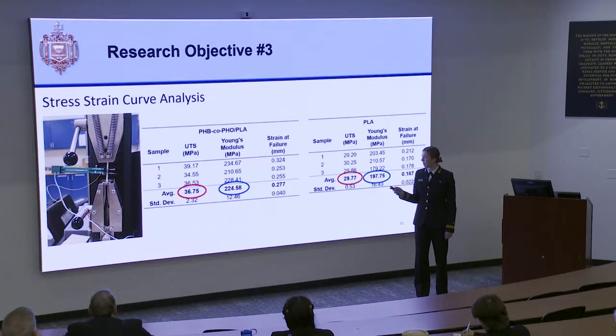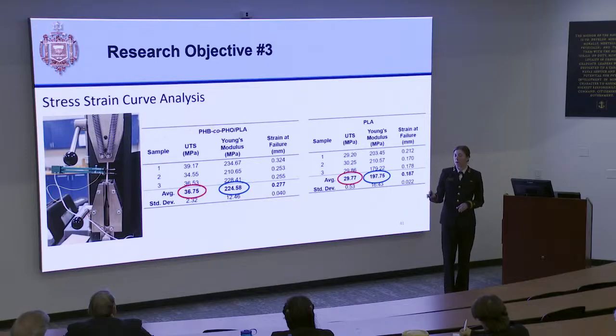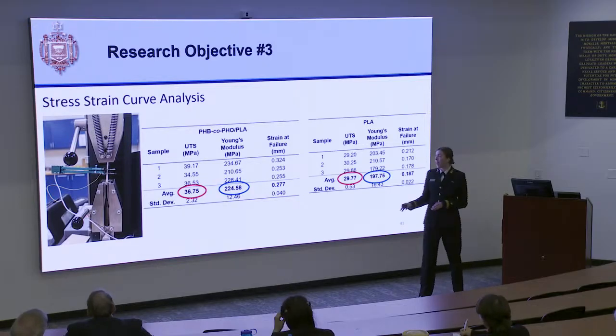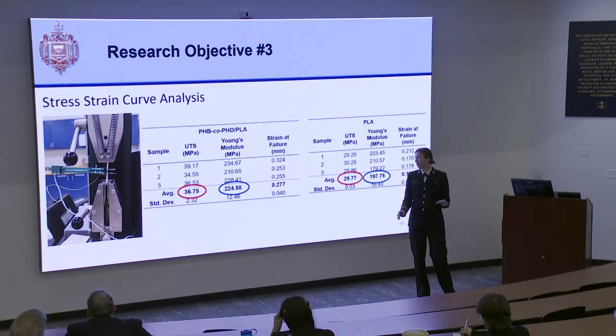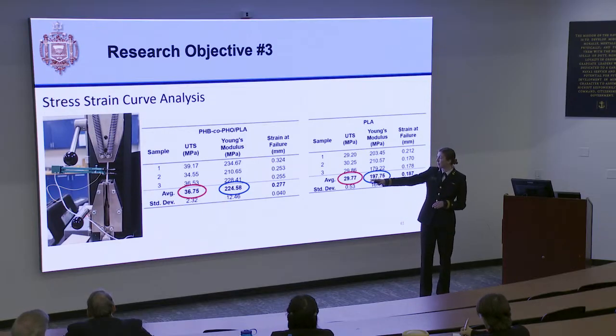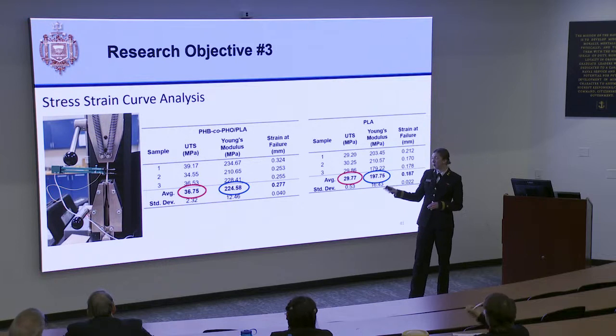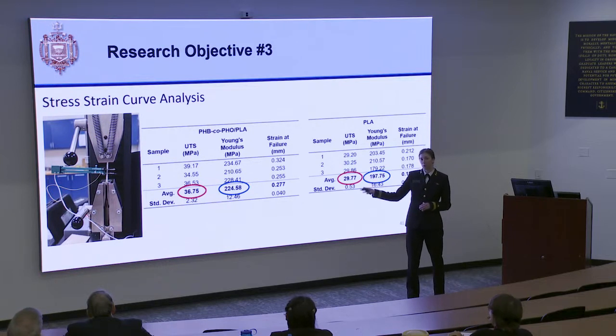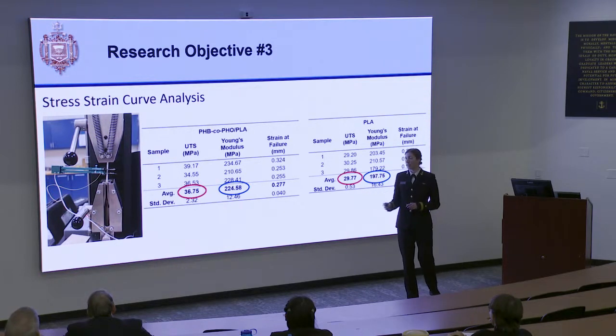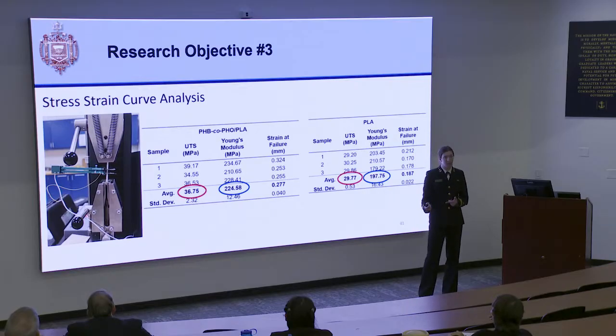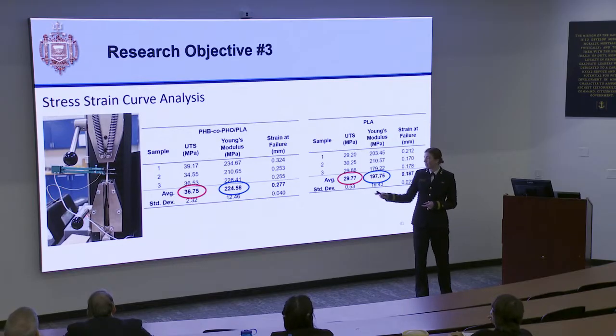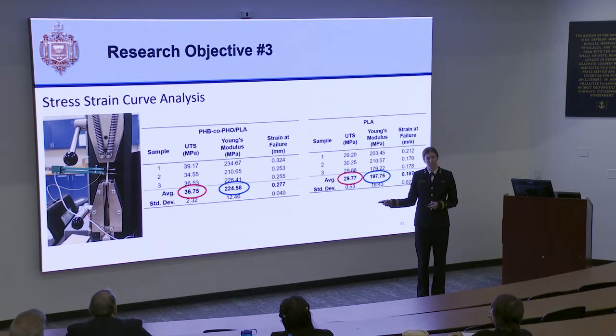What was interesting about this is we had two different sets of dog bones. We had dog bones made of filament that was pure PLA, polylactic acid, and then PLA that was doped with our polymer. We can see that the ultimate tensile strength and the Young's modulus both increased in our doped dog bones. So even though it was doped with such a small percentage of our polymer, we can still see that it can withstand more stress and is also a stiffer material when it has been doped.